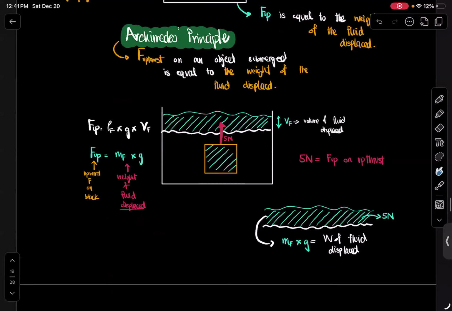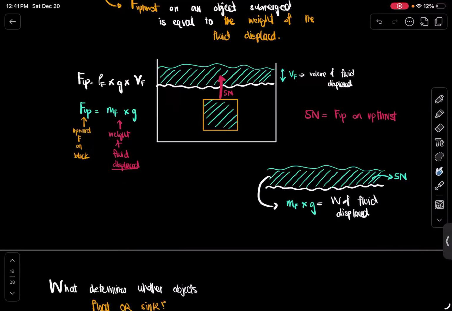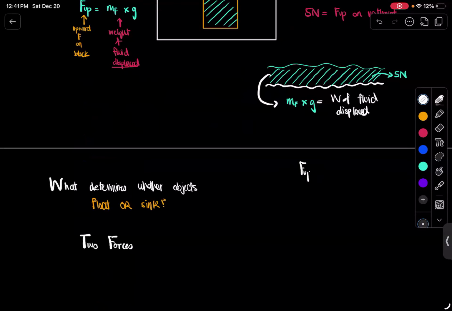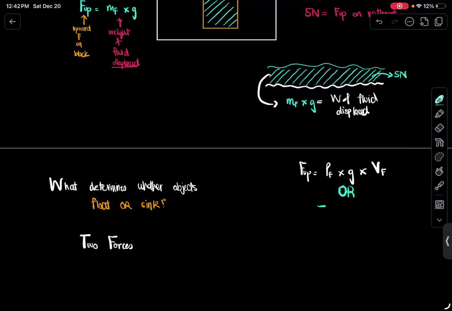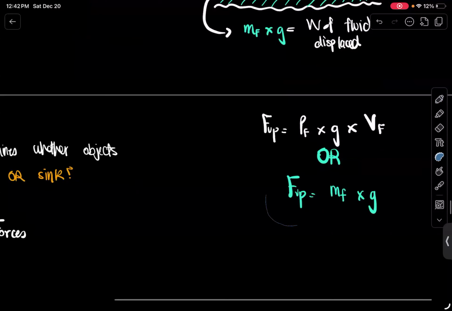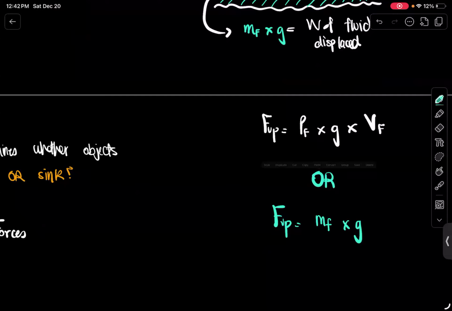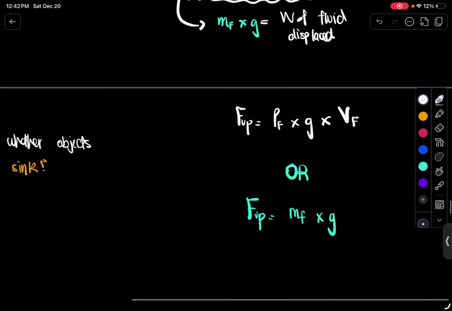Now we figured out what the value of upthrust is, right? So upthrust is equal to, we use only these two formulas: density of fluid times G times volume of the fluid that was displaced, or F upthrust is equal to mass of the fluid displaced times G. What these formulas mean is very important, because that's where most students get confused. They're not sure whether to use the density of the fluid, density of the object, or weight of the object, weight of the fluid, right?